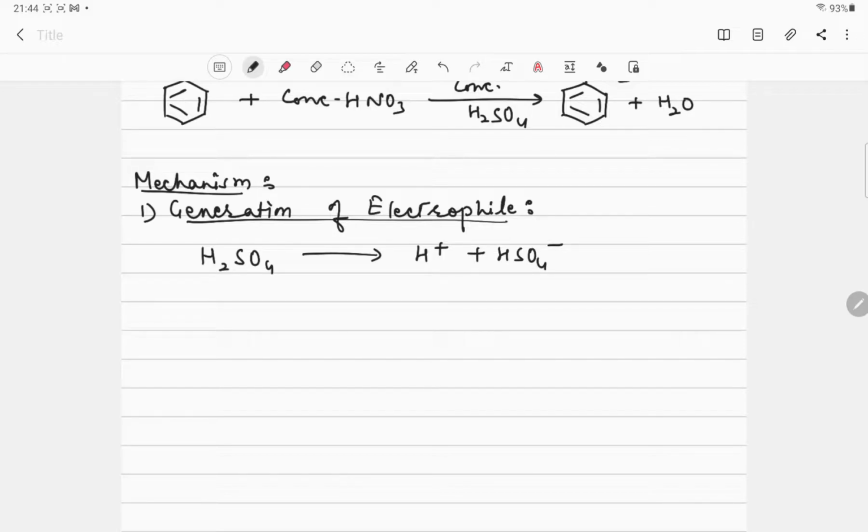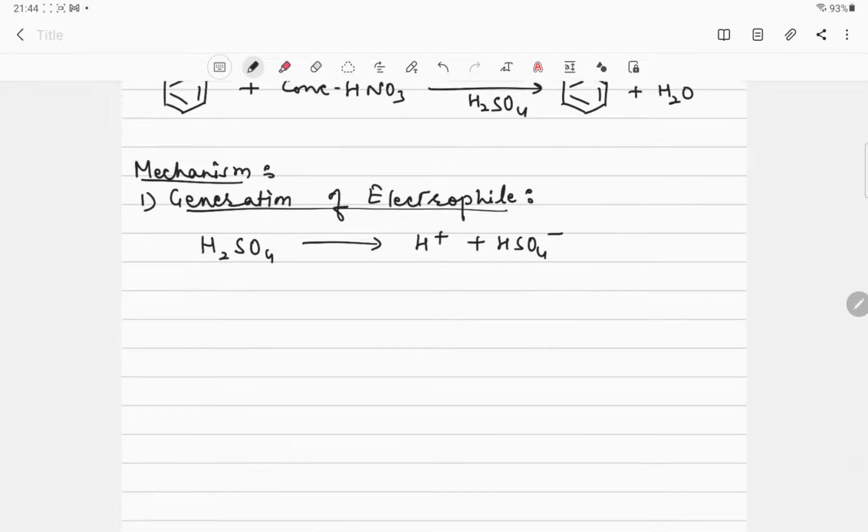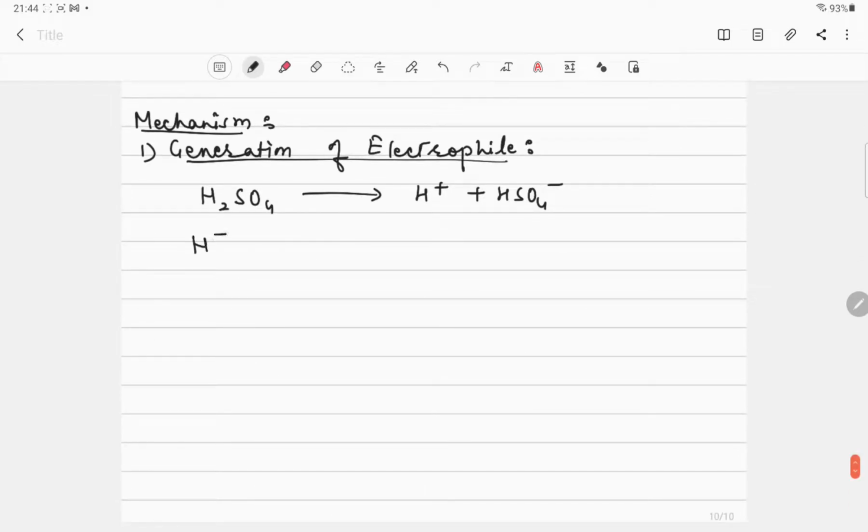Now the second step is the hydrogen ion will be taking out hydroxide from the nitric acid. How can we write nitric acid? We can write it NO2OH. Here it will be taking away this oxygen carrying the lone pair. Now this pair of electrons will be shared with this hydrogen, and that is how this will form a water molecule, and we will be left with nitronium ion.